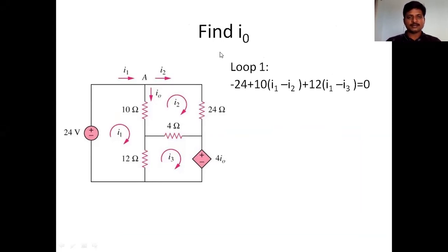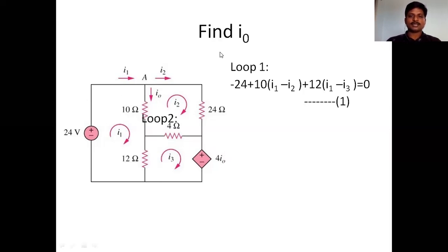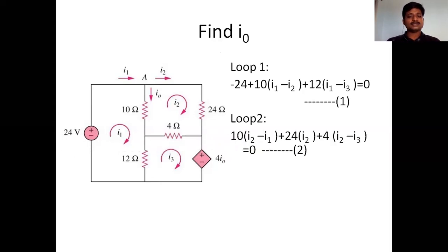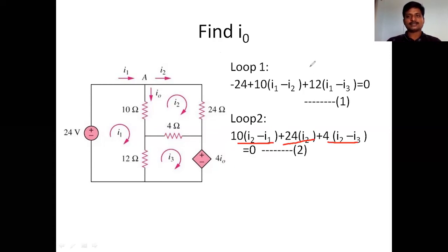In a similar fashion, we can write other equations also. Let us take that as equation 1. Next step is you have to apply KVL in loop 2. And this is the equation. So let us take the current is entering the 10 ohm resistor, therefore 10 into I2 minus I1 plus 24 into I2 and 4 into I2 minus I3 is equal to 0. Let us take that as equation 2.